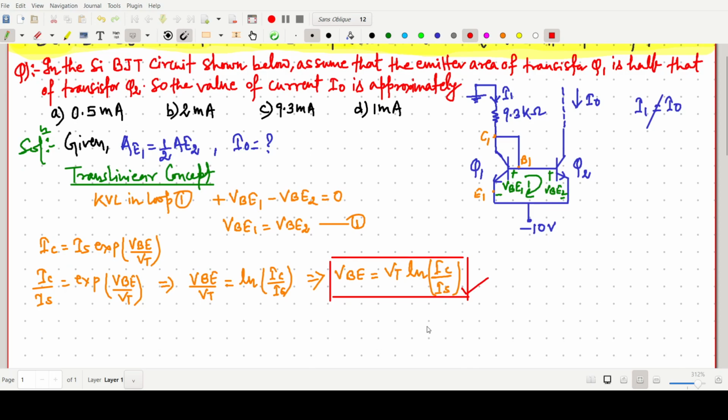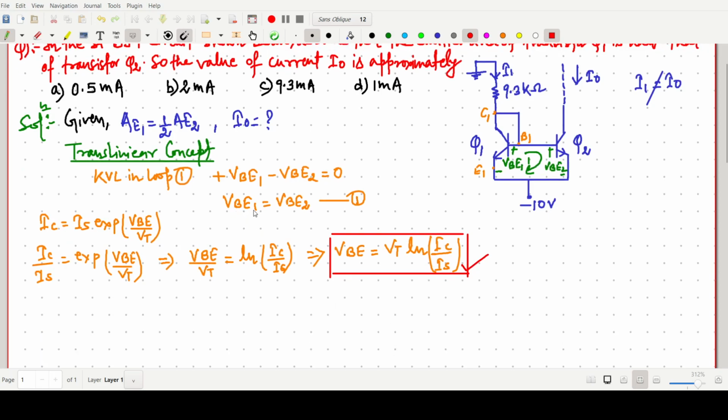Now next, from equation 1, we can write this VBE1 as simply VT, the thermal voltage, times ln of the collector current, which for timing I am calling I1, divided by the saturation current, written as IS1. And for this VBE2, the collector current is simply our I naught. So one can also write this as equal to VT ln(I naught by IS2).